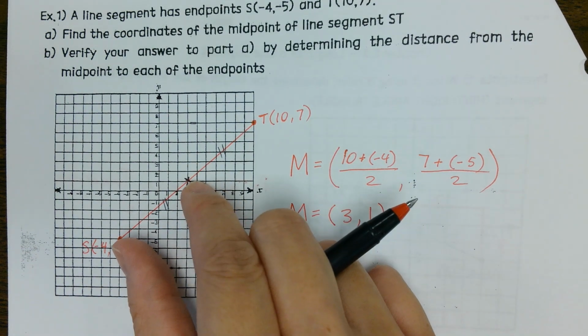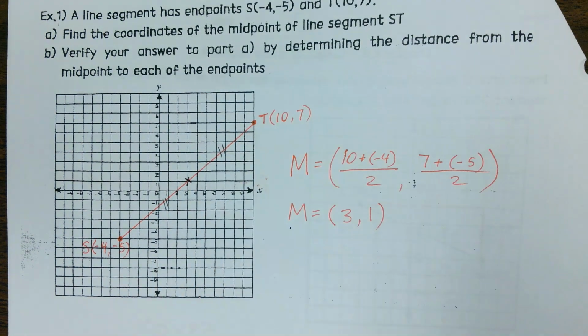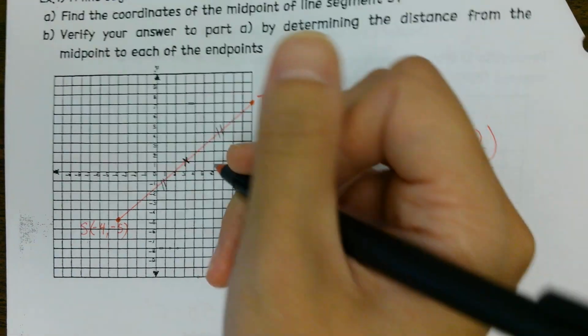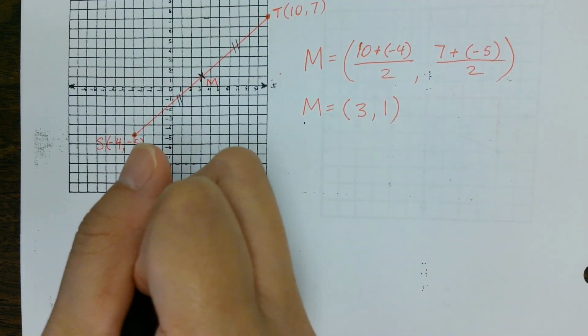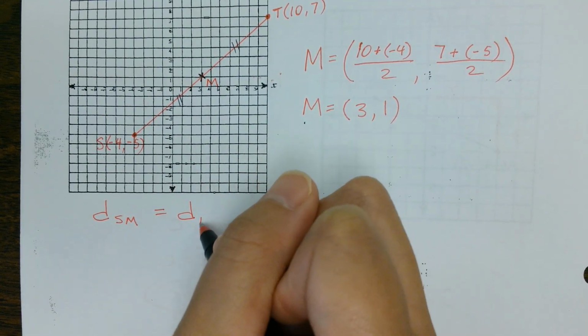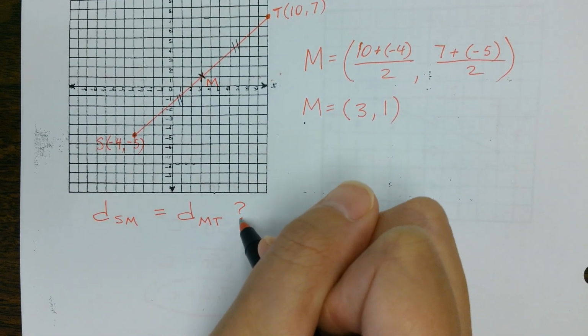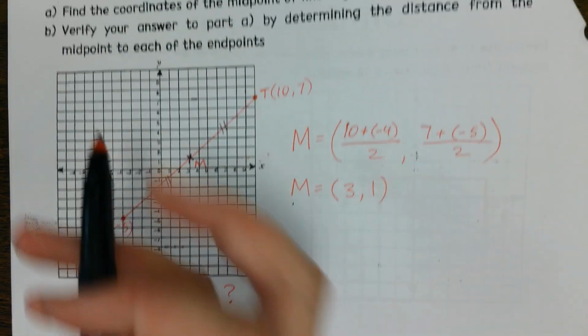If I want to check the distance of this with the distance of this, I should use the, Rosie? Yeah, the distance formula. Good. So I need to check if the distance between SM equals the distance between MT. And if it's the same, that means my midpoint is in fact my midpoint. That's why it says verify.